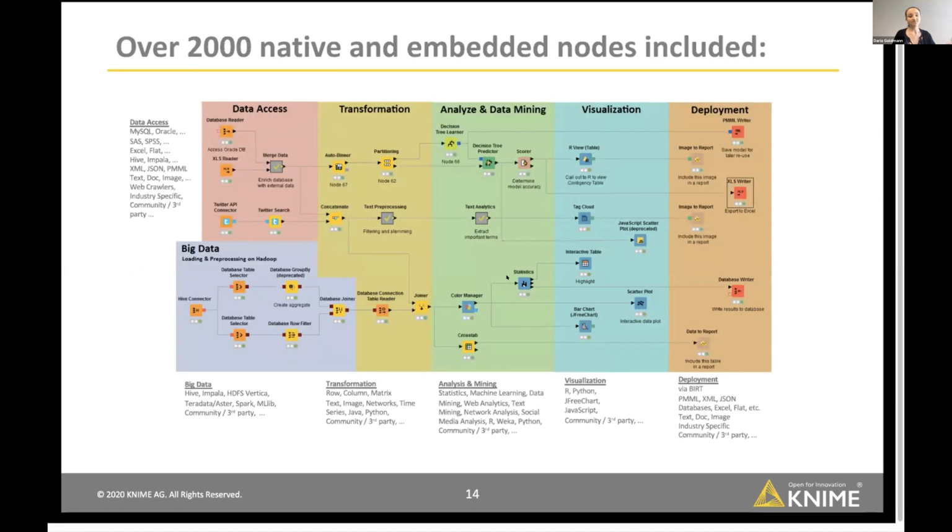There are over 2,000 native and embedded nodes to perform those individual tasks. There are nodes for data access, where you can read your files located either locally, on databases, or in the cloud. There are also different nodes to perform transformation of your data row-wise or column-wise, to perform manipulations like aggregation, and to work with different types of data: not only text and numerical data, but also images, networks, and so on.